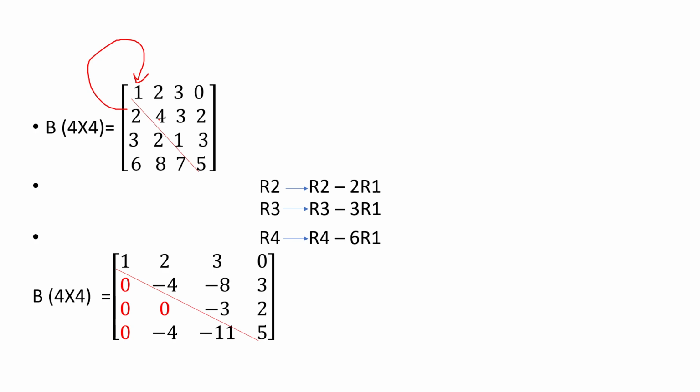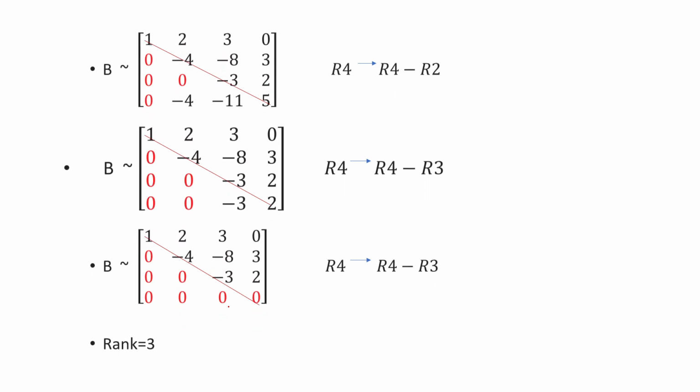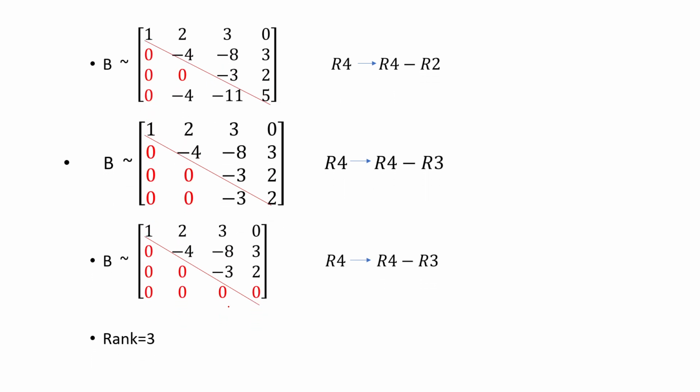Friends, in this matrix we got another element also to be 0. Next, we have to make the -4 to be 0 using the element -4. Using this -4, we have to make the R4 element -4 to be 0. For that purpose, I will be using the operation R4 goes to R4 minus R2. Then the matrix becomes as follows.